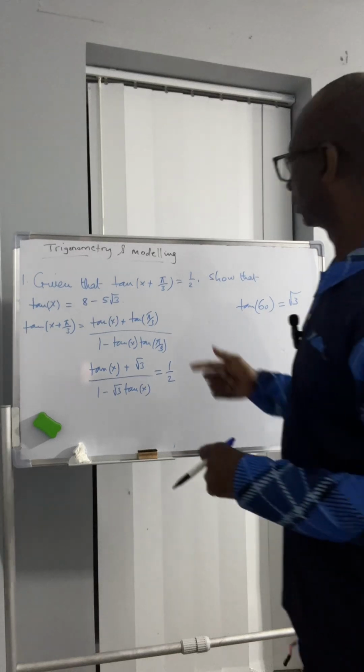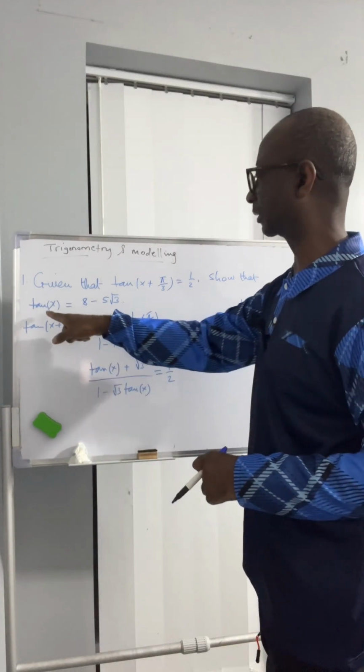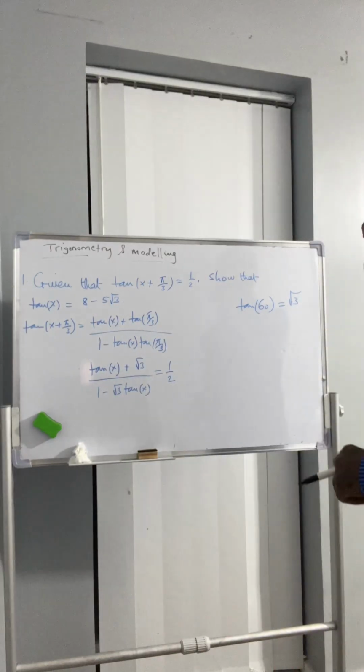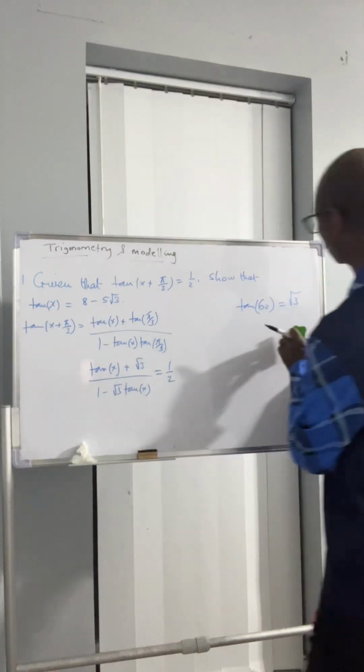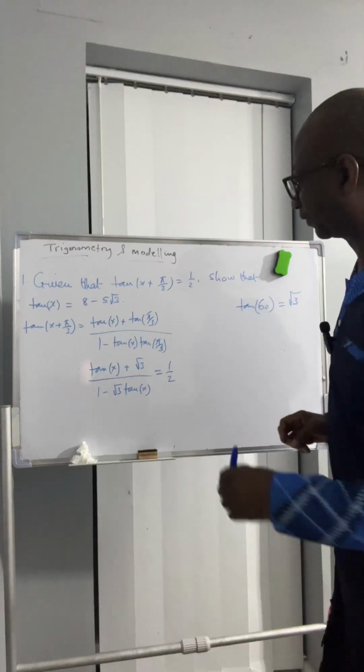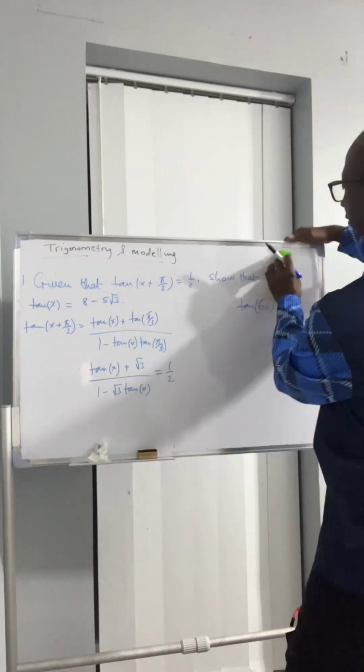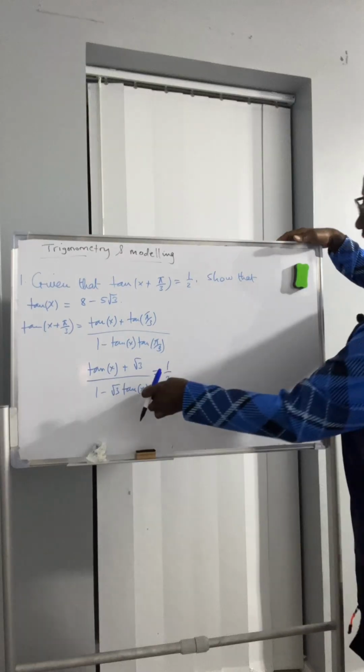Correct. So we are looking for tan x. We want to make tan x the subject of the formula here. So what do we do? Let me come over here, taking it from here.